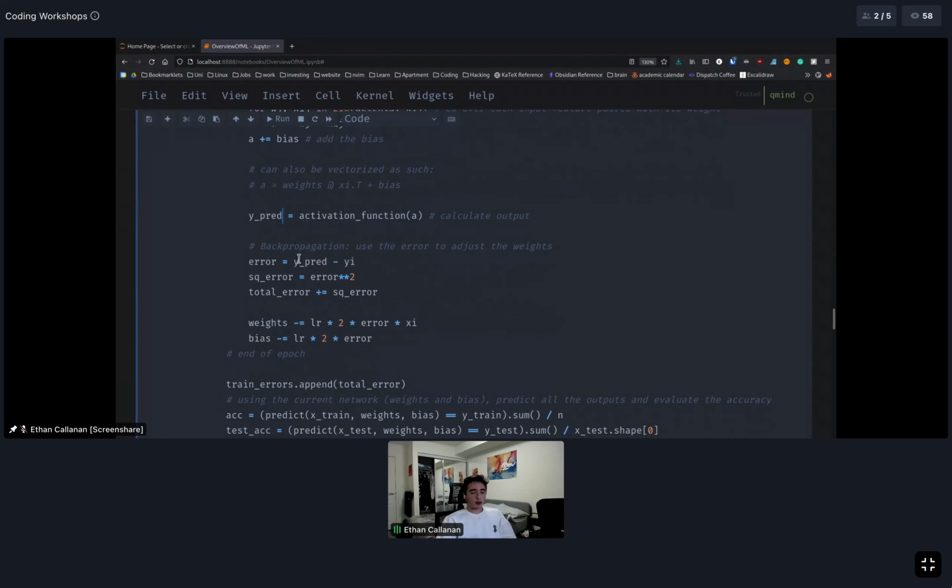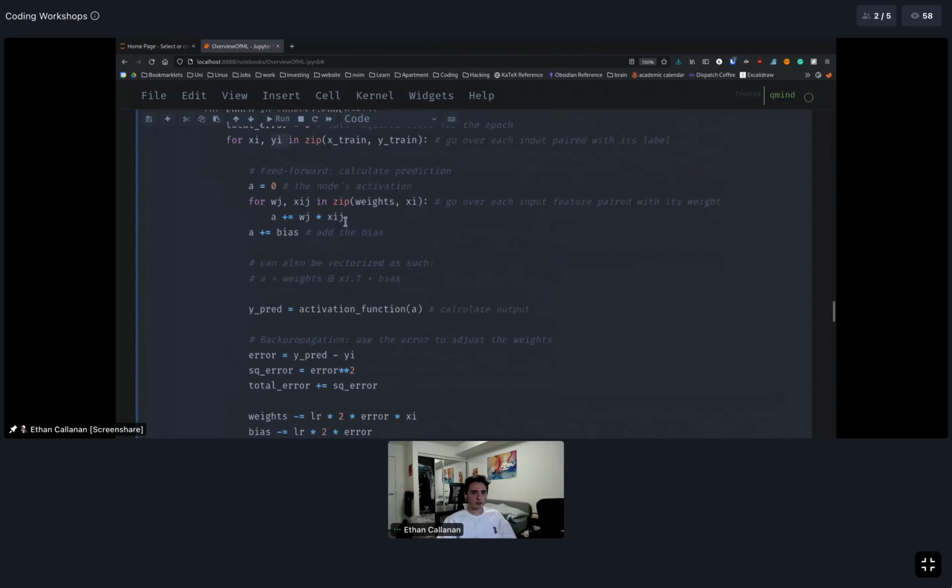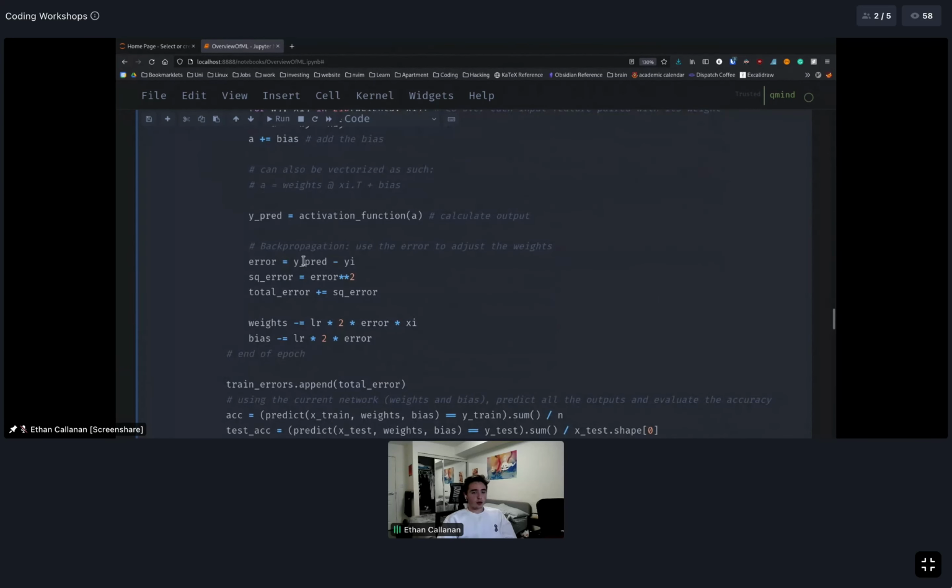Then the error is going to be calculated just as our y prediction minus the true label, which was paired up here in the loop. So from that, we use square error.